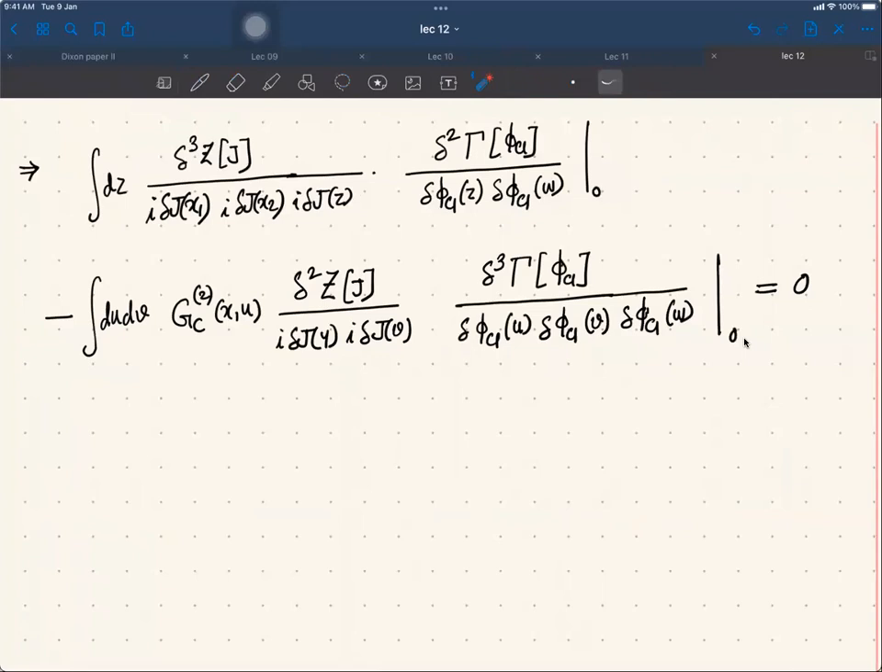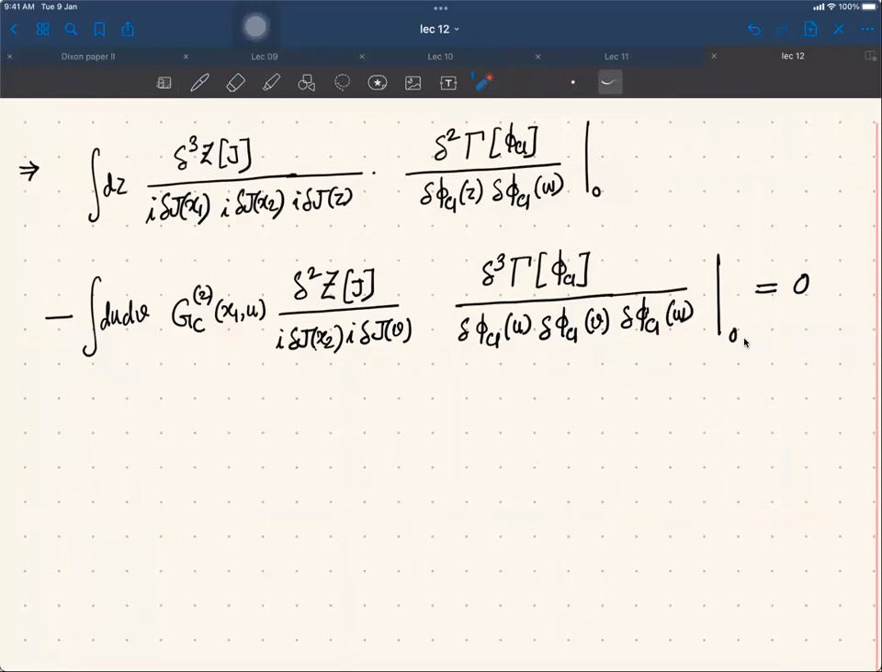The external points here are x1, x2, and w; z is integrated over. Here also u and v are integrated over, so this y should be x2, and this x should be x1. Okay. So here also the x1, x2, and w are the external points. Other coordinates are integrated over.